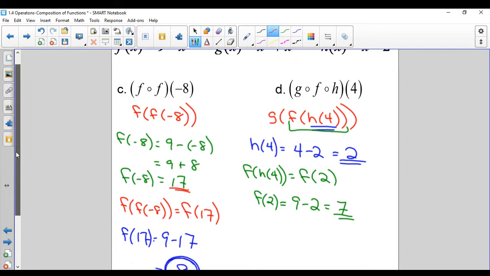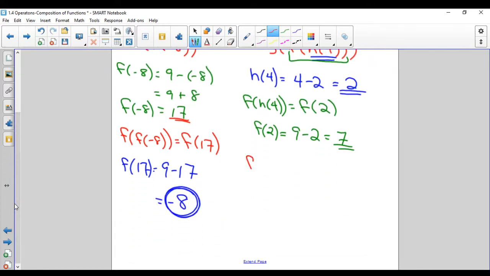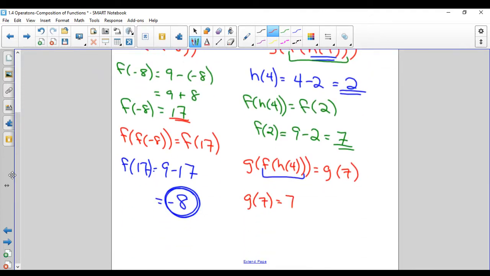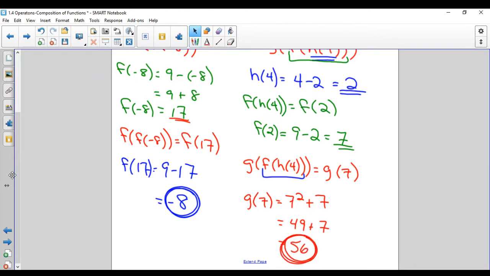Lastly, we need to find g of f of h of 4, which is really saying all of this ended up being 7. We need to find g of 7. G of 7 is 7 squared plus 7. 7 squared is 49 plus 7. We get 56, and that is your final answer. We had to go through all 3 functions to find our final solution here.